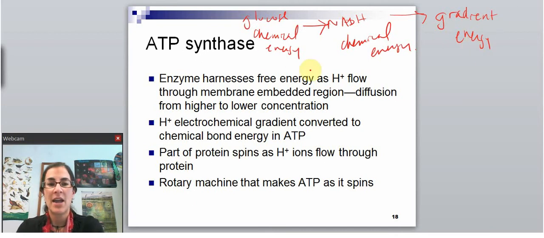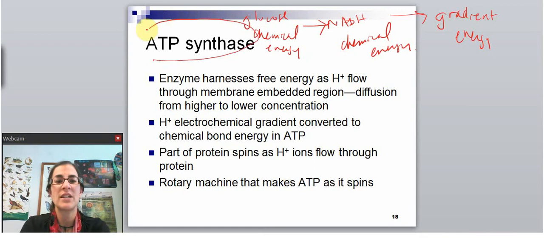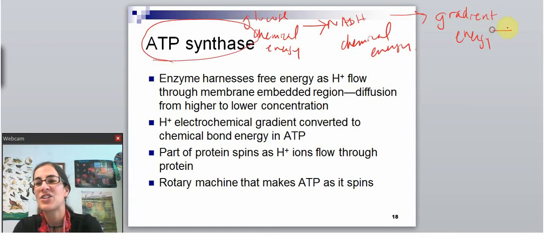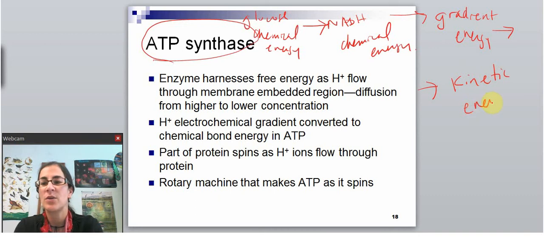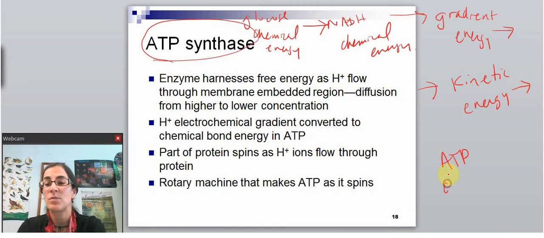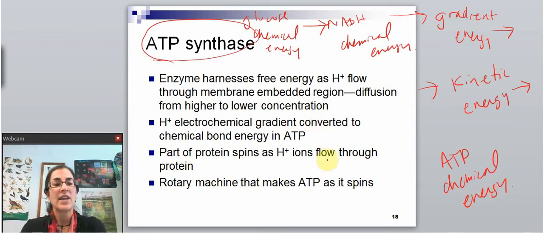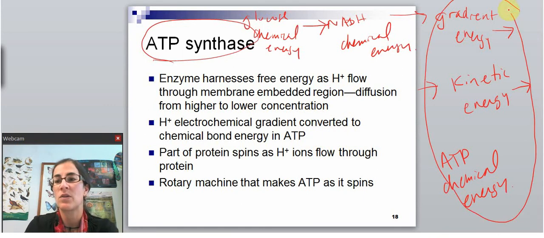And what is now going to happen is that ATP synthase is this really cool protein that is going to turn that gradient energy. So I'm running out of room, so I'm going to move down here. It's going to turn that gradient energy into kinetic energy. Remember, kinetic energy is associated with movement. And then that kinetic energy will be able to be transformed into ATP chemical energy. So how does ATP synthase transform a gradient into ATP chemical energy?